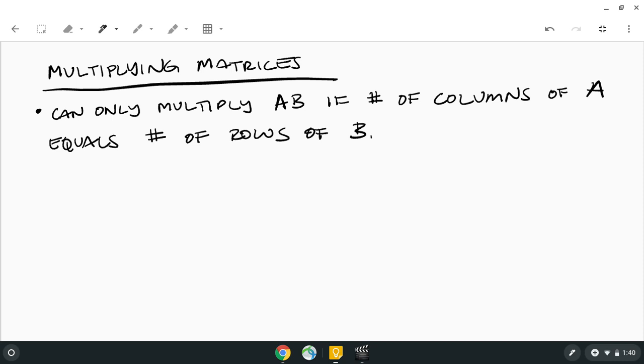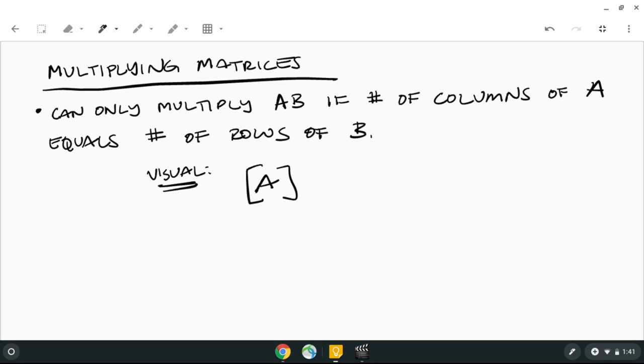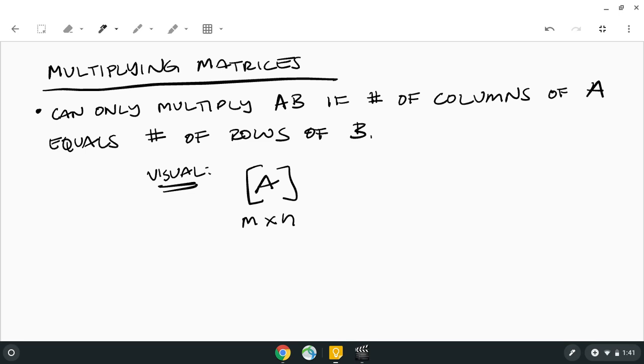let's take a look here. Let me give you a visual. If I have this matrix A, and suppose my matrix A here is an m by n matrix, then the columns of A, which is this letter n, this one here, has to match.